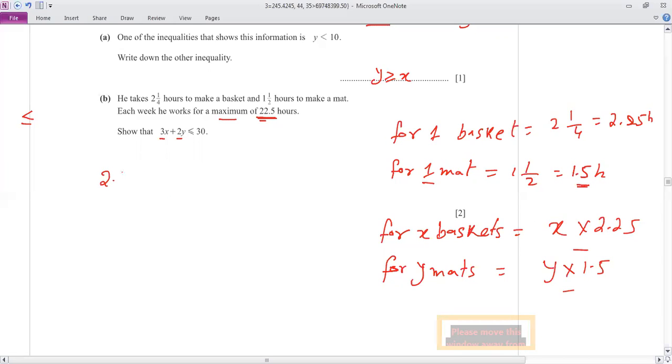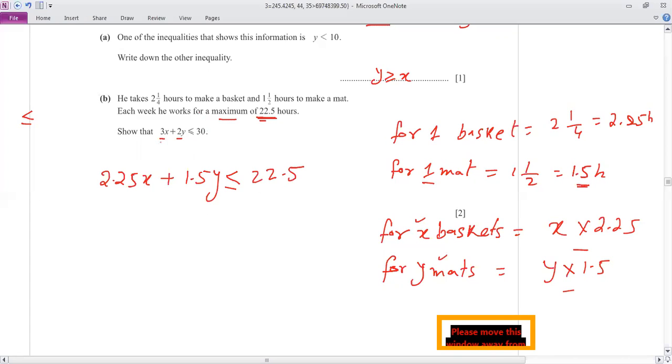Total time will be 2.25x plus 1.5y. It must be less than or equal to 22.5 because it is given. How will you take the total time? Time to make the baskets, time to make the mats. If you add them, it must be less than or equal to 22.5.